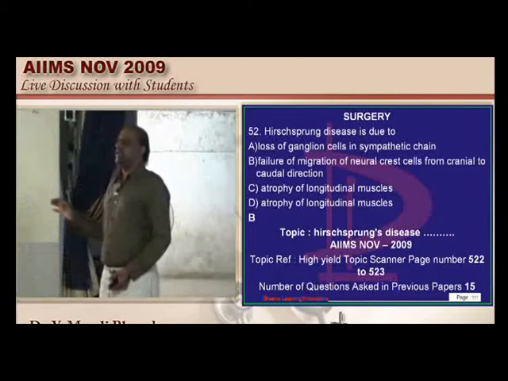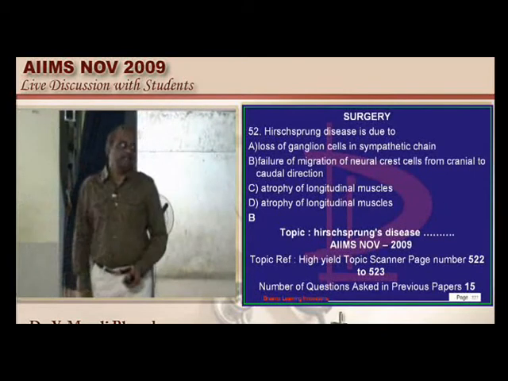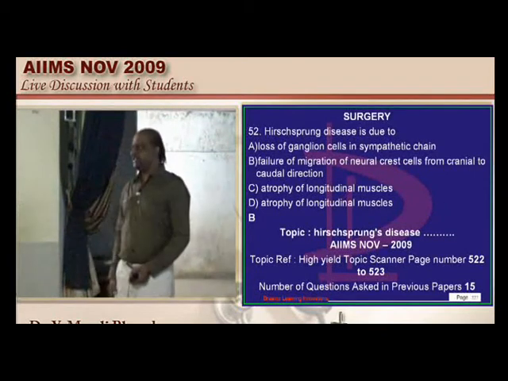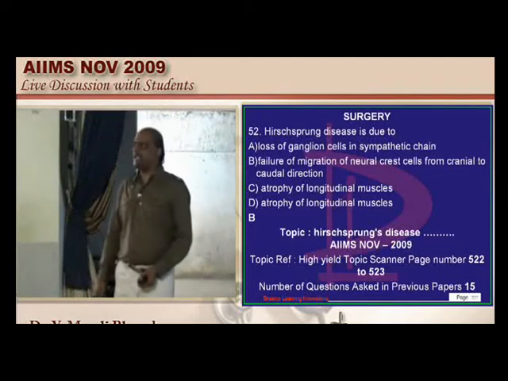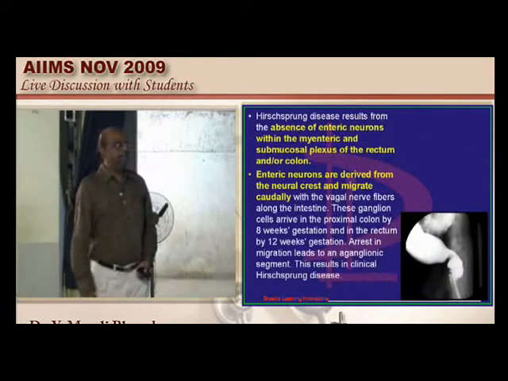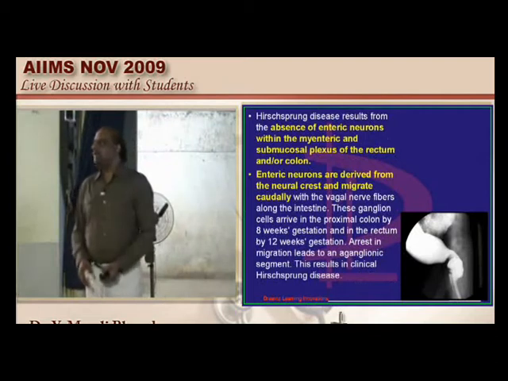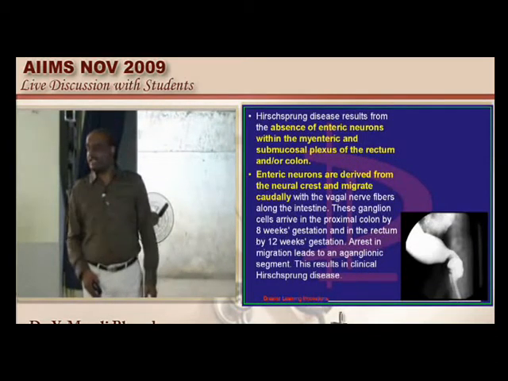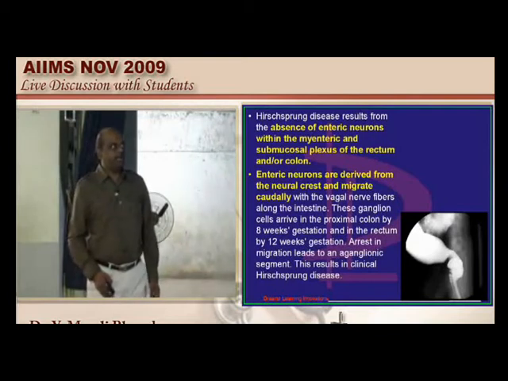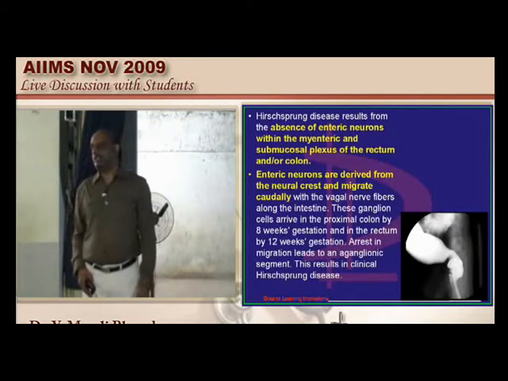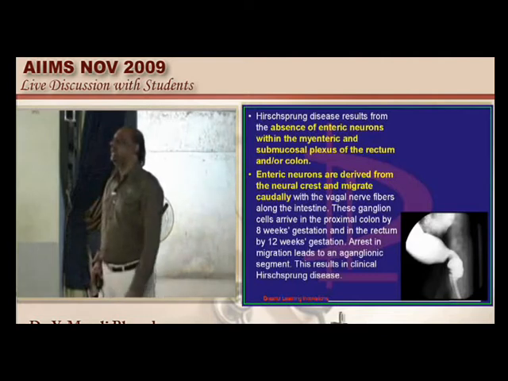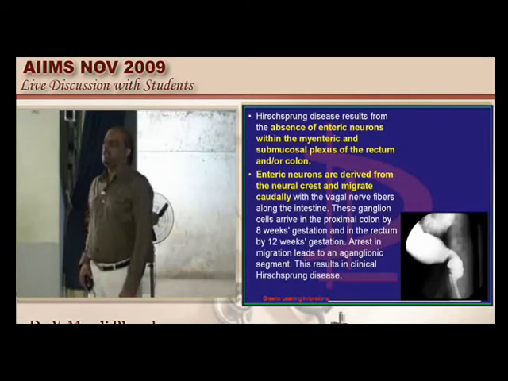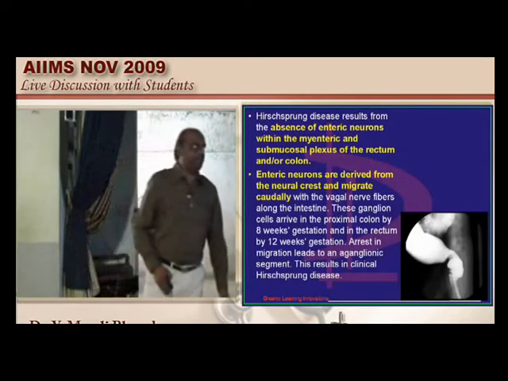Hirschsprung's disease is what? A very fundamental question asked. Earlier there are about 15 questions about Hirschsprung's disease in the topic scanner. So please remember that it is the absence of migration of the neural crest cells from the cranial to the caudal direction that is responsible. They are unable to migrate caudally. This is the underlying cause of Hirschsprung's disease, which needs to be remembered.